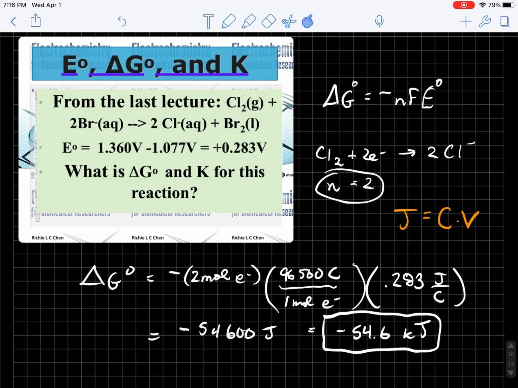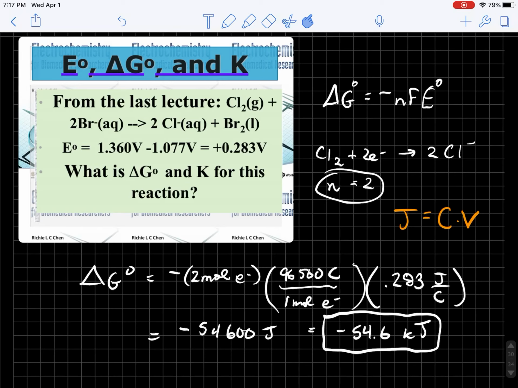Okay. So first of all, you only have two relationships here that they're going to give you, the one involving K and then the one involving delta G naught. So they're asking me for delta G naught. I'm going to start with that one. I have to figure out how many moles of electrons are transferred, and you can look at either half reaction. I chose the chlorine becoming chloride. 1 electron per chlorine as it goes from an oxidation state of 0 to an oxidation state of -1. But there's 2 chlorine atoms, so we multiply that by 2 and we get 2 moles of electrons transferred.